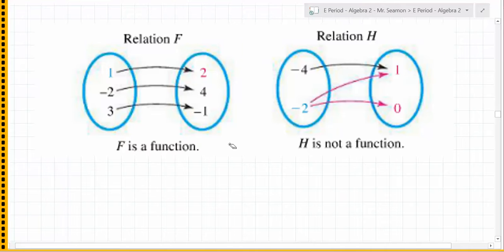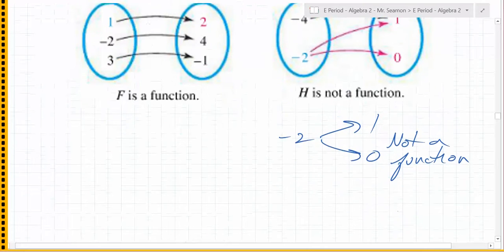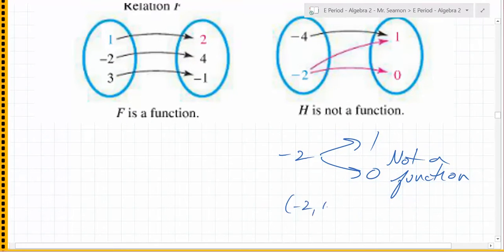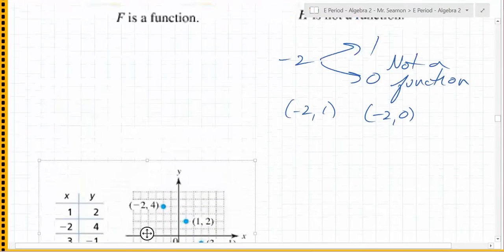Alex, sorry. Negative 2 goes to 1 and 0. Yeah, negative 2 goes to 1 and 0, so it's not a function. If we graph those 2 points, negative 2, 1 and negative 2, 0, what would it look like if we graphed those 2 points?